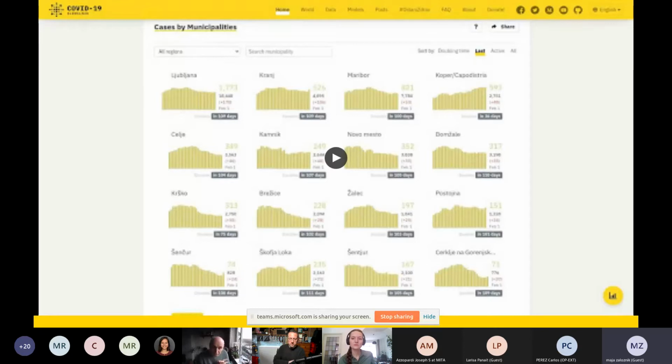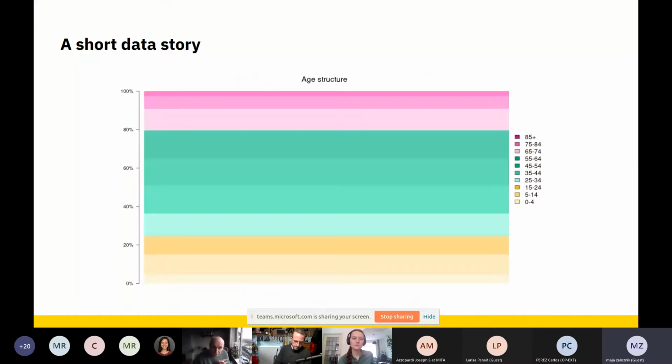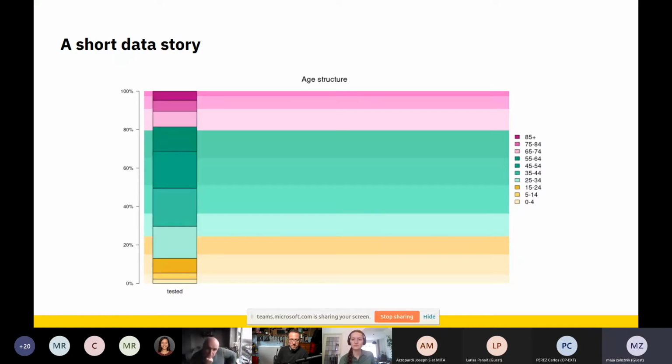So I want to tell you a short data story. To give it some context first, the background stripes on this chart represent the population structure of Slovenians. So pink is over 65, yellow is under 24, and the green part in the middle is approximately our working age population.